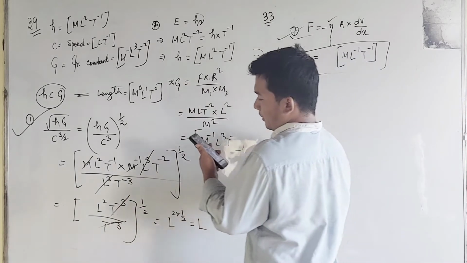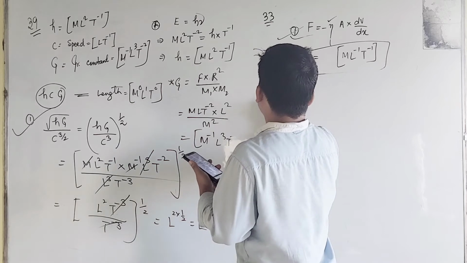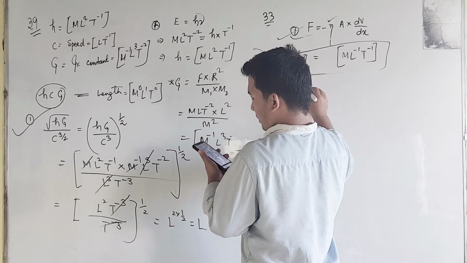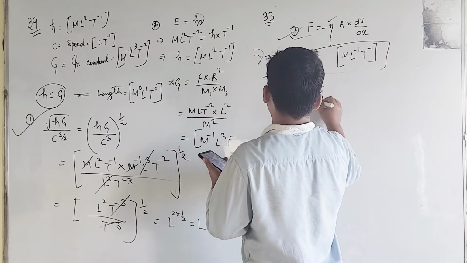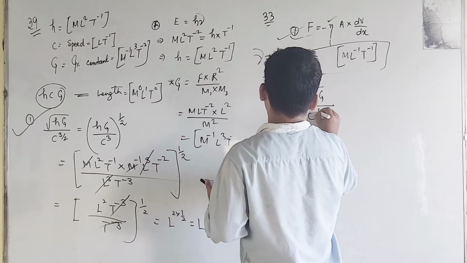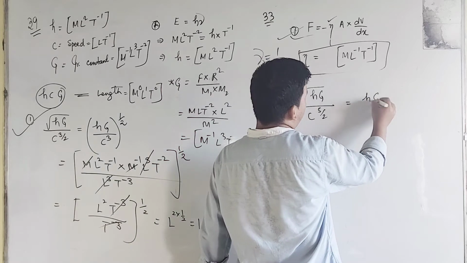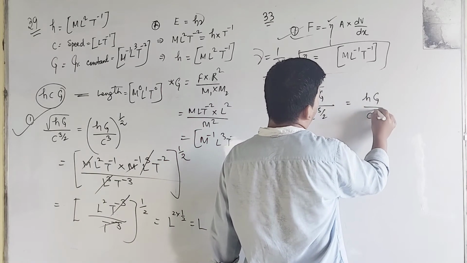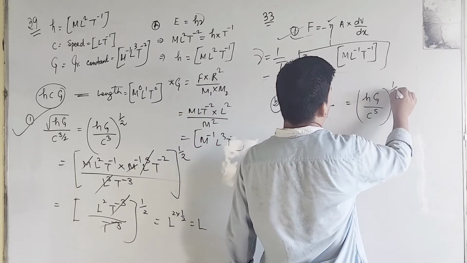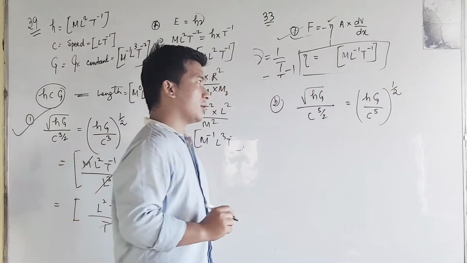Option number 2 is there. Let me illustrate this. Option number 2 is root over h g divided by c raised to power 5 by 2. Can we write it like this? This is h g divided by c raised to power 5, and this is whole power half. Understood?